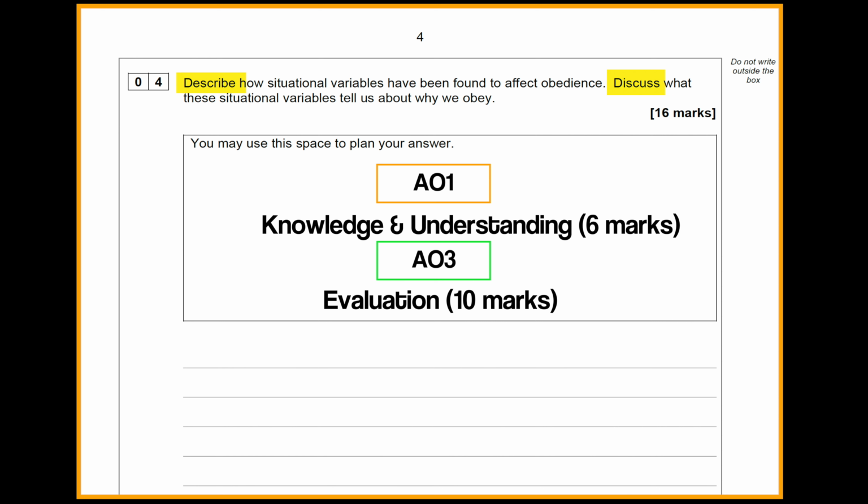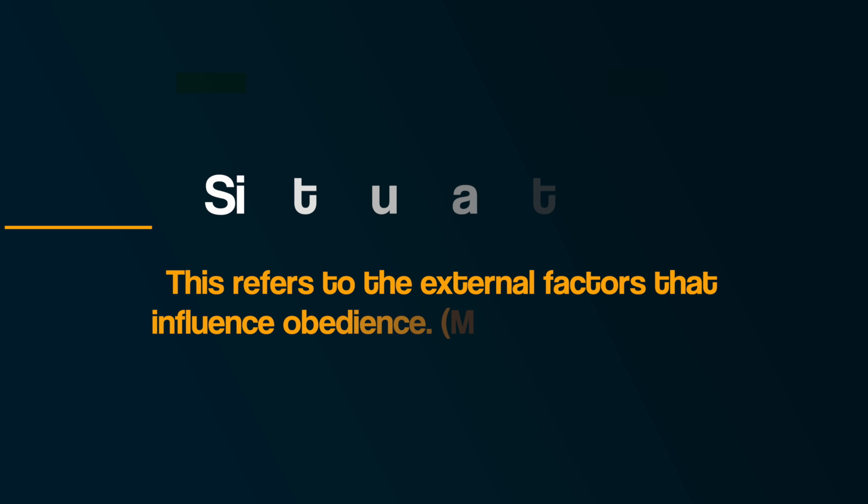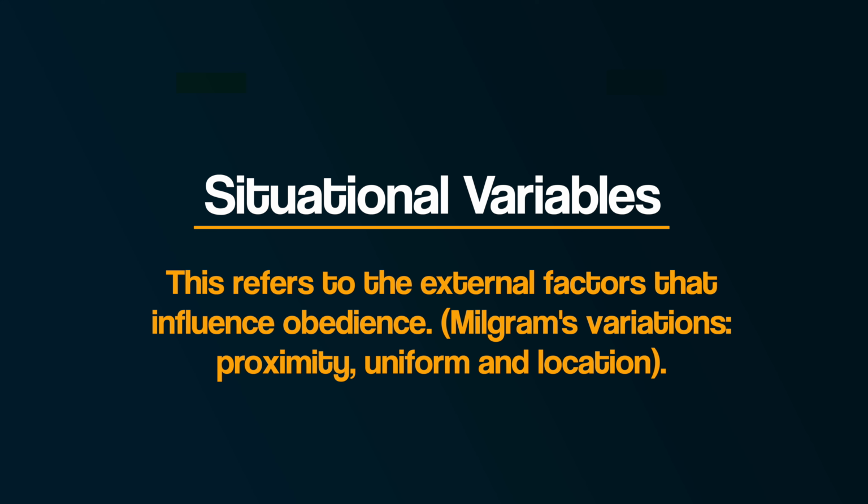The first part of the question is quite straightforward. Situational variables refer to the external factors that influence obedience. They relate to Milgram's research into obedience and his variations, specifically proximity, uniform, and location. For 6 marks, we would describe each one, thinking about getting 2 marks for each.